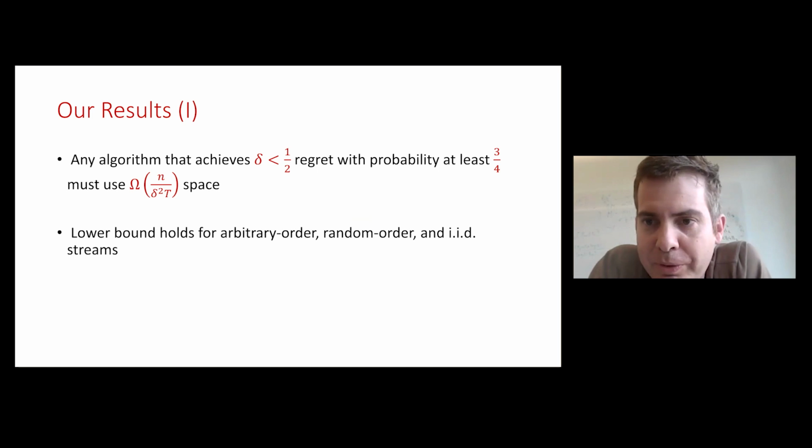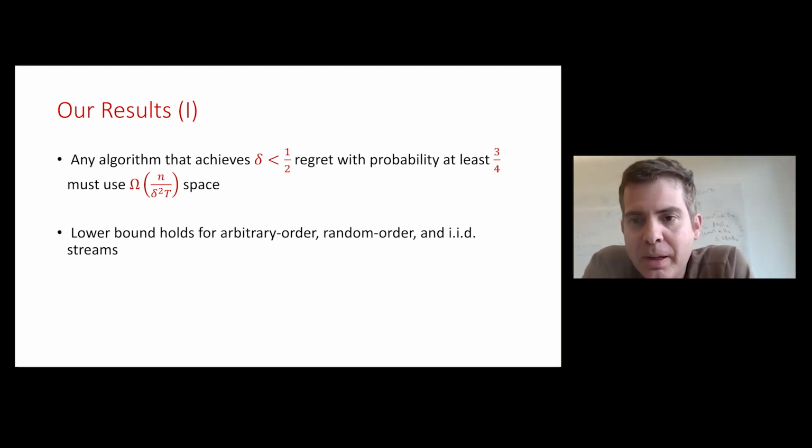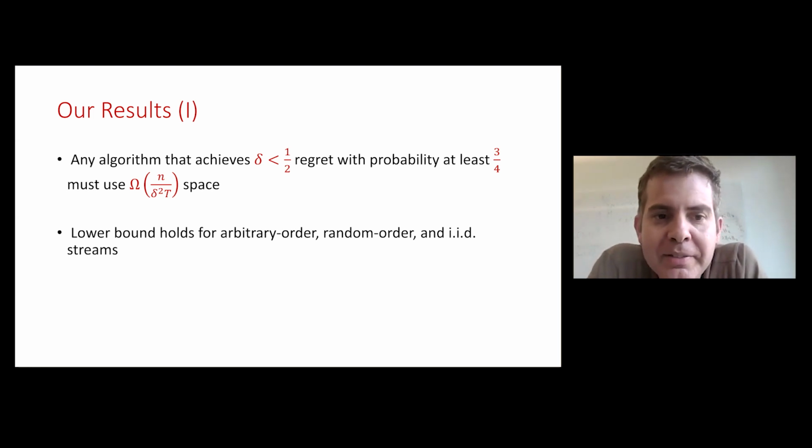And let me just state our results and then get into some of the details. So the first result is a lower bound, which says that any algorithm that achieves regret delta, bounded away from 1/2 with some constant probability, needs to use n over delta squared t memory. Okay, and this lower bound holds for the arbitrary order streaming model, but it's even stronger than that because it holds for a weaker model, the random order model. In fact, it even holds for an IID stream model, which I won't define, but you can guess what that means.